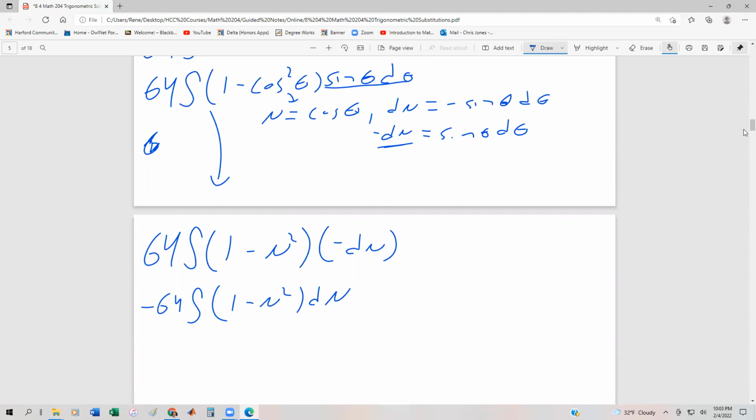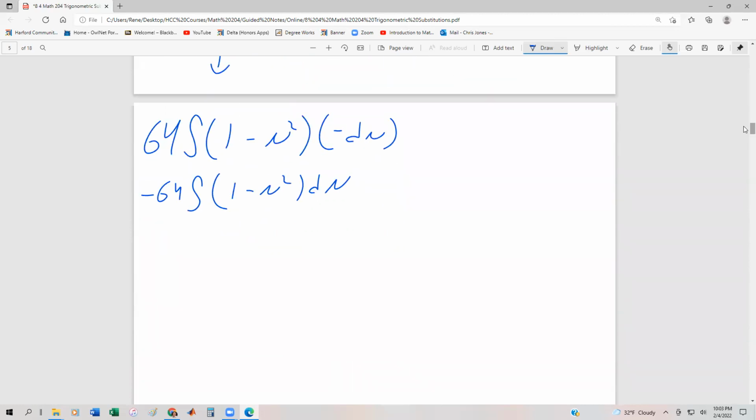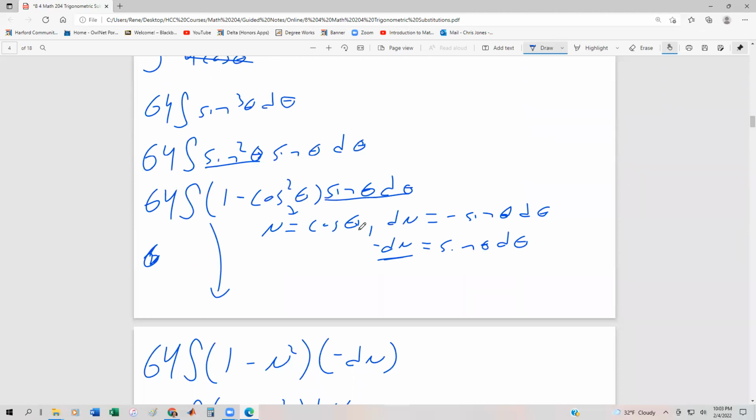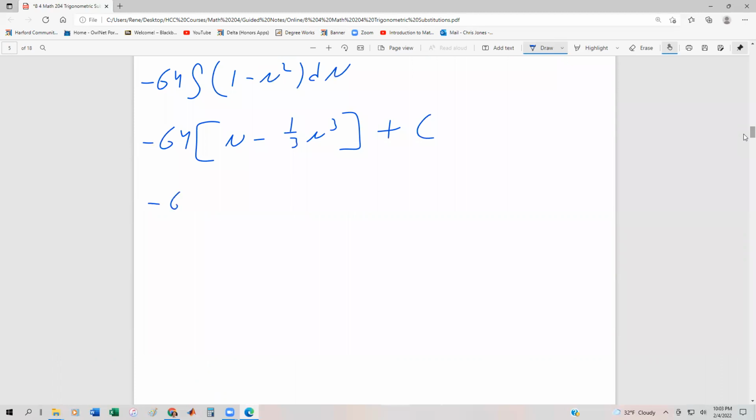And now we have a really basic integral to evaluate. So this is going to be negative 64 times the quantity of u minus 1/3 u cubed plus c. Remember, u was cosine of theta. So that's going to be negative 64 times the quantity of cosine theta minus 1/3 cos cubed theta plus c. Now, the last thing we have to do is get it out of theta and back into x.